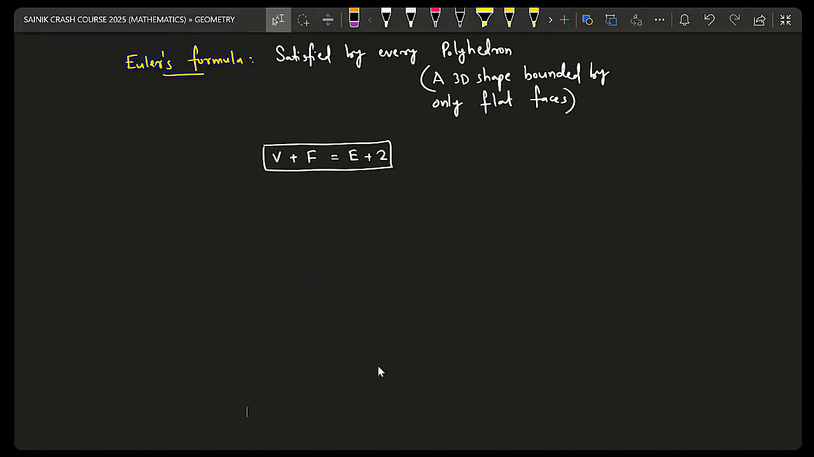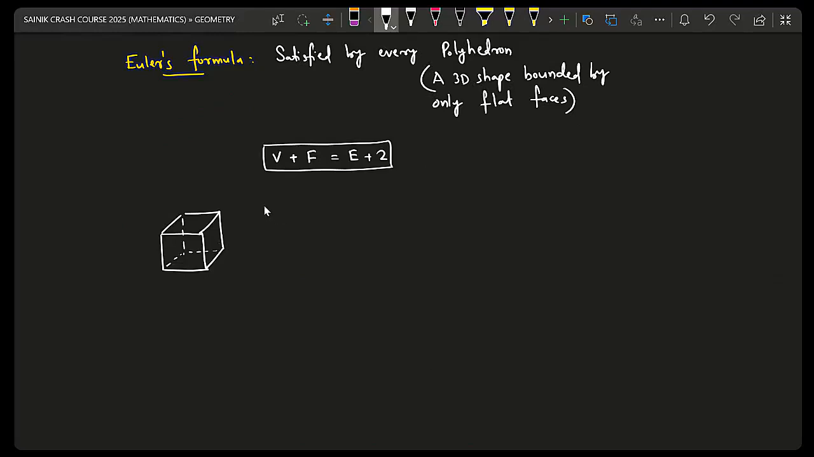Okay, let's take an example. I'm taking a cube first. Is a cube a polyhedron or not? Yes, a cube is a polyhedron. Why? Because it is formed only by flat faces. Are there any curved faces here? No, only flat faces. Now let us check whether Euler's formula works or not.